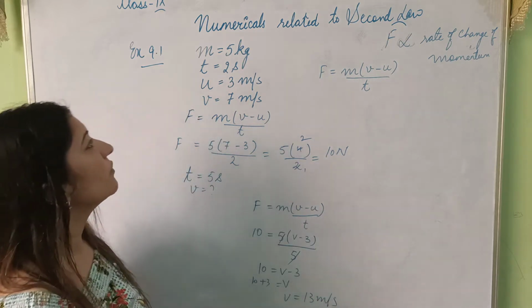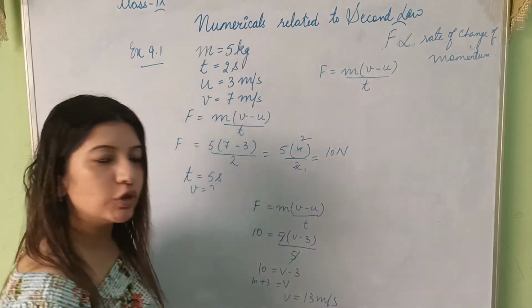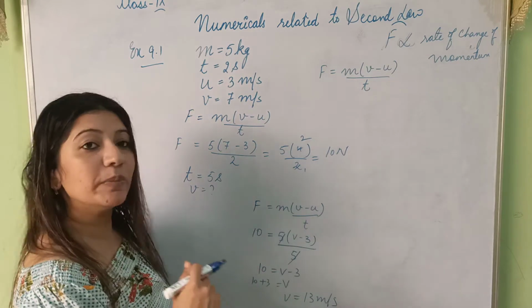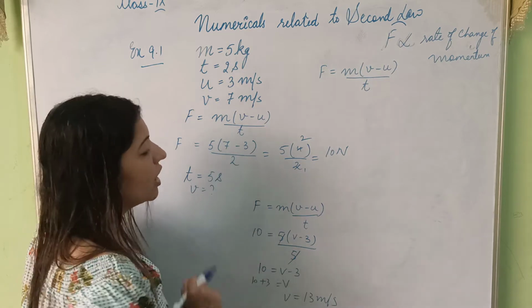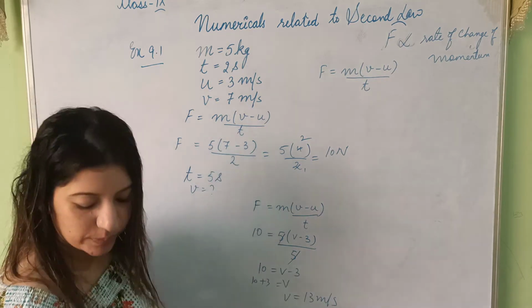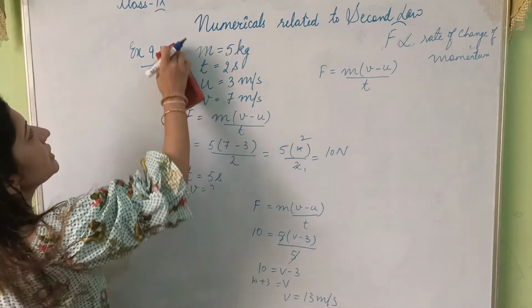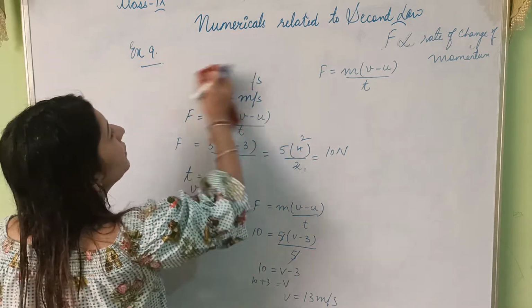So there were two parts of the question. You need to find the force in the first part, and applying the same force but with the time duration changed, we need to find the final velocity. I hope it is clear. Moving over to the next example, example 9.2.